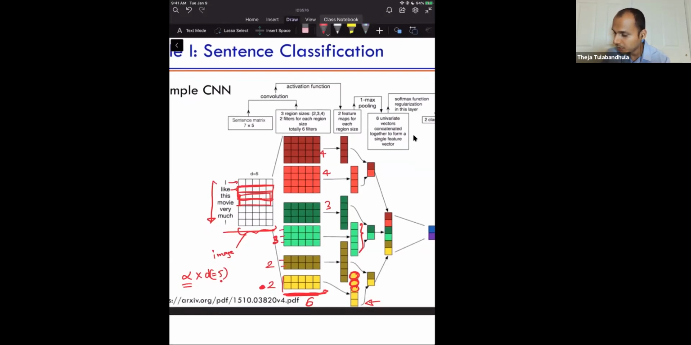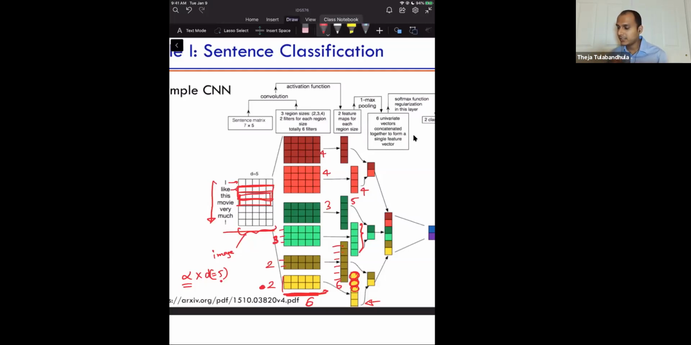So for example, for a filter of size 2, the number of rows you have at the output is 6. Whereas when you have a filter of size 3, the output is of size 5. When you have a filter of size 4, the output is of size 4. So once you have these vectors, these are the outputs. Clearly the filters were of different sizes, therefore the outputs are matrices where one of the dimensions is just 1, and they're of different lengths.